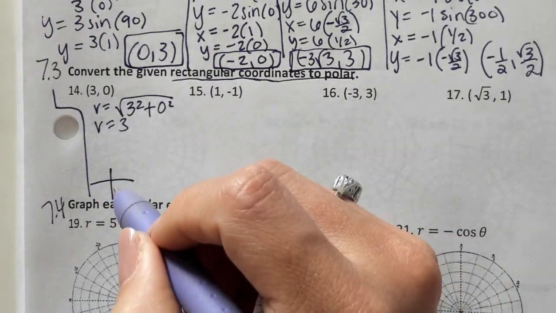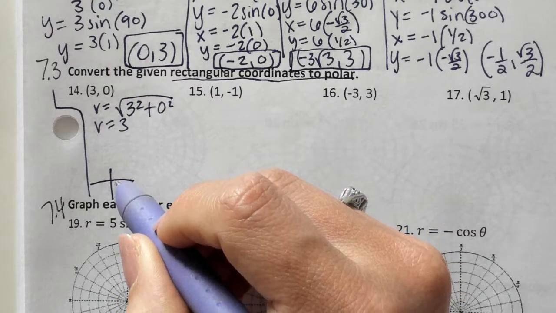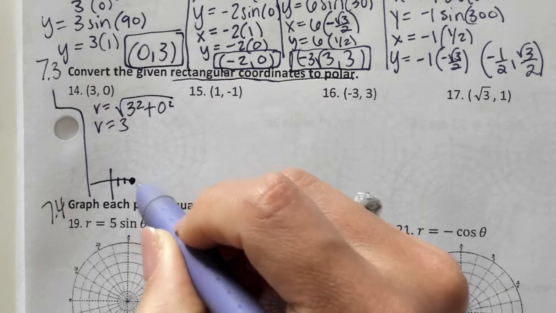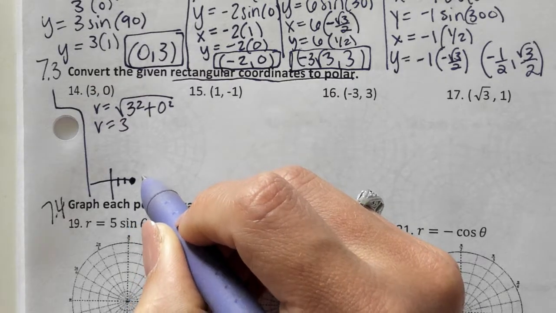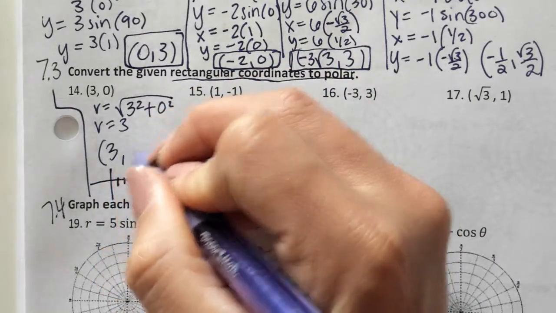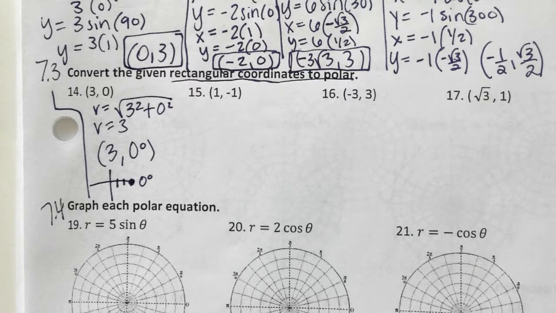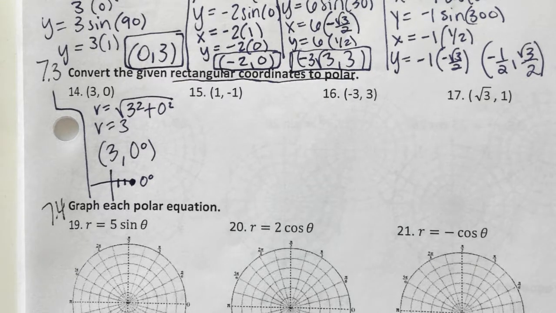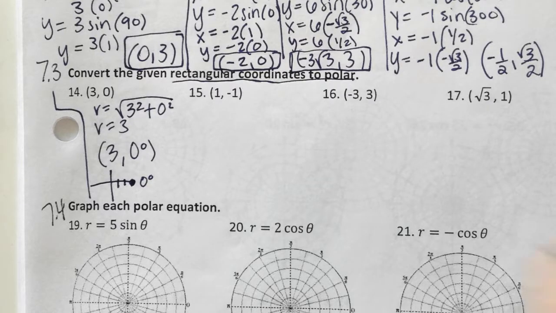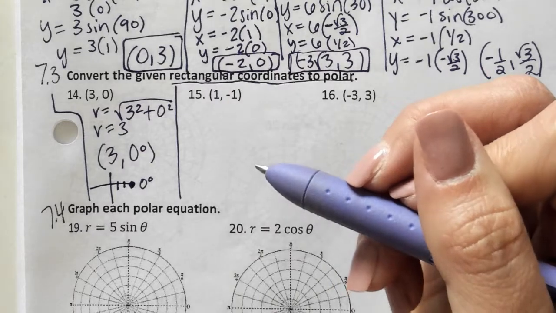3, 0 is going to be on what degree? 1, 2, 3. That's this point, right? What degree is this? Or 2 pi, 360, right? So your r is 3 and your degree is 0. And that's it. Does that make sense? But let's look at this next one because it does not have a 0 involved, so it's a little trickier.